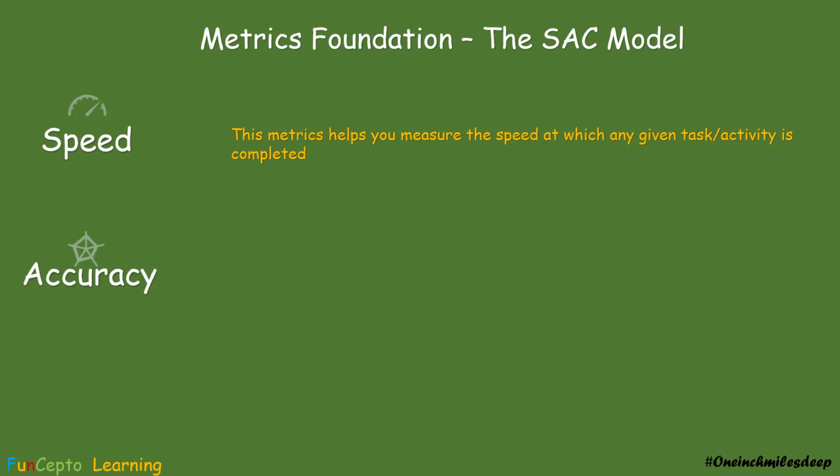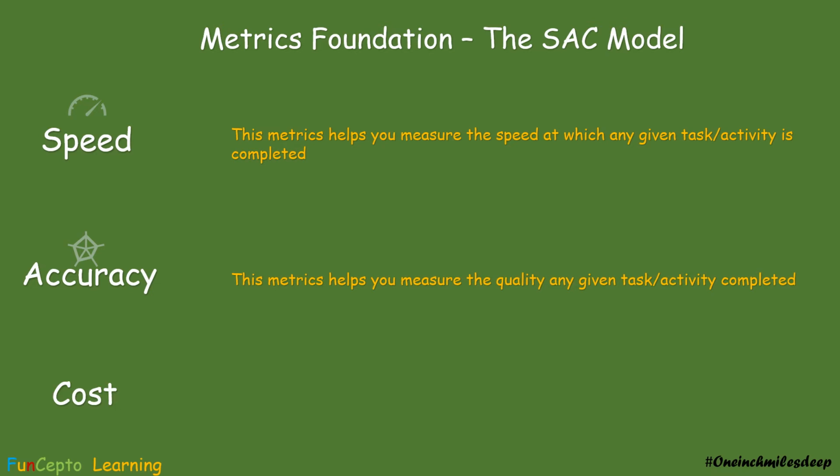The next metric that we need to look at carefully is accuracy. Now what do you mean by accuracy? This metric helps you measure the quality of any given task or activity completed. For example, the quality of the order that was shipped, the quality of the call that came to the contact center, the quality of the invoice that was processed, the quality of the employee that was hired. This basically measures the quality.